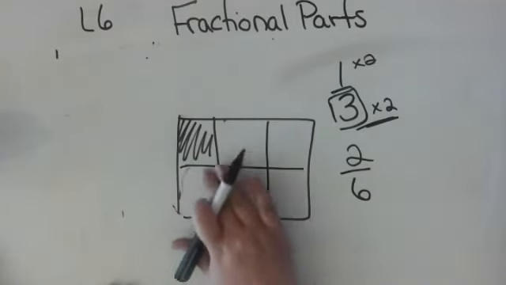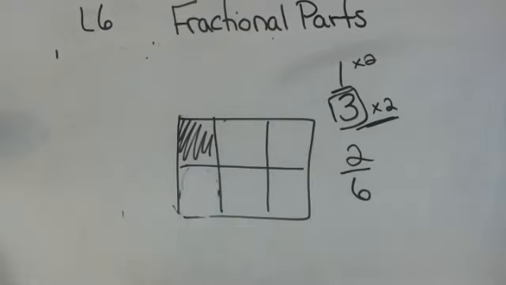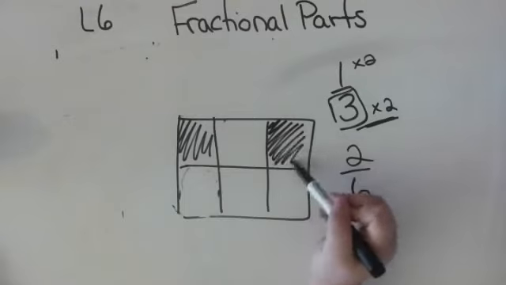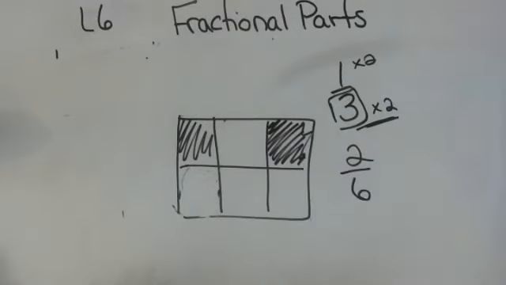Now, I could continue, and if I want to shade in 2/6 but be fun about it, I could even do this if I wanted to. That is still 1/3 of this shape shaded. I just haven't put my shaded pieces together. So that is Fractional Parts, Lesson 6, Course 1.